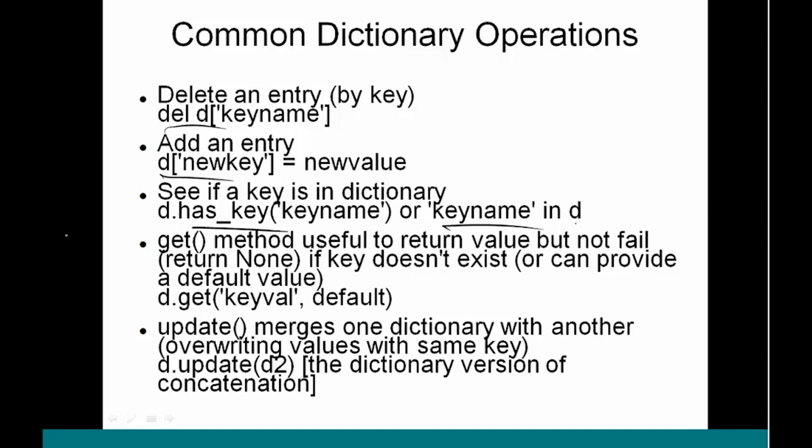The get is a method that is useful to return a value, but it does not fail: it returns None if the key does not exist. So you can use get to get the value, and it won't fail if the key doesn't exist. That is the only caveat. The way to use it is get, then the key, and then the default.